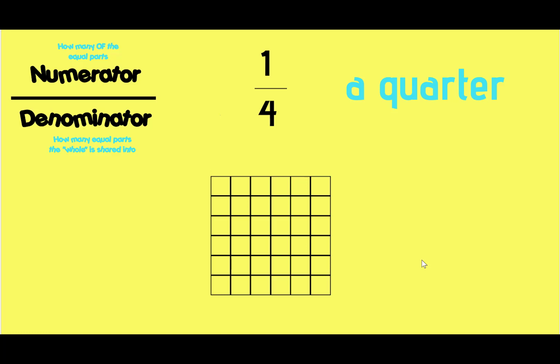I could also colour in 1, leave 3. So there was 4, 1 out of 4. But then you need to be very careful that you do 1 out of 4, 1 out of 4, 1 out of 4, and so on. And you can see there already, it's very easy to make a mistake. Okay, so you could do it like that. That's 1 quarter.